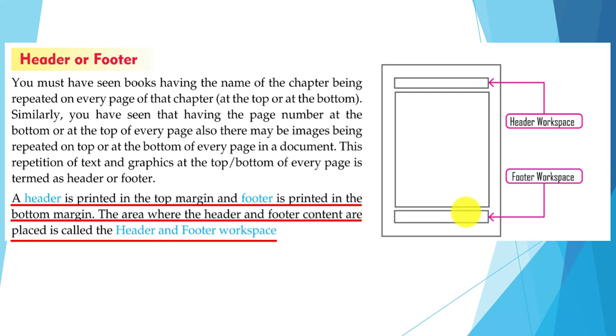Header and footer. A header is printed in the top margin, above the top of the page, where you write your name, class, section or chapter name. It is called the header area. And the footer area comes at the bottom of the page, where you can write the page number. This is called the footer and this is called the header. The area where the header and footer content are placed is called the header and footer workspace.